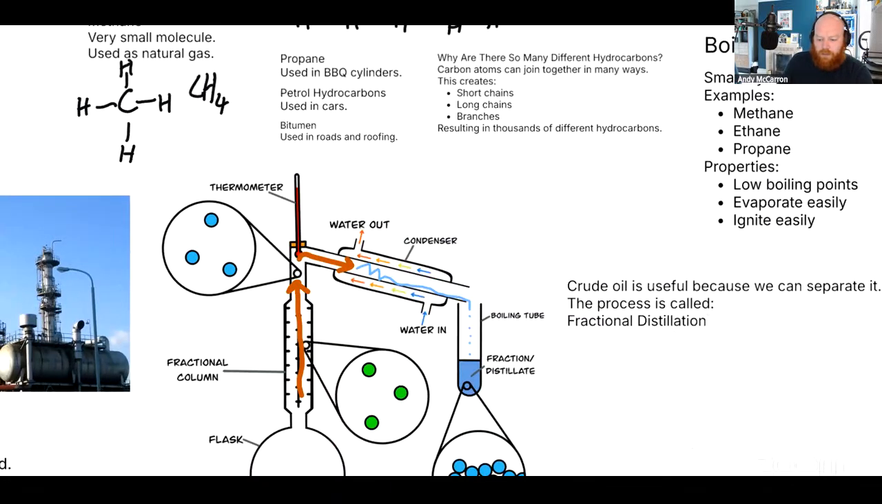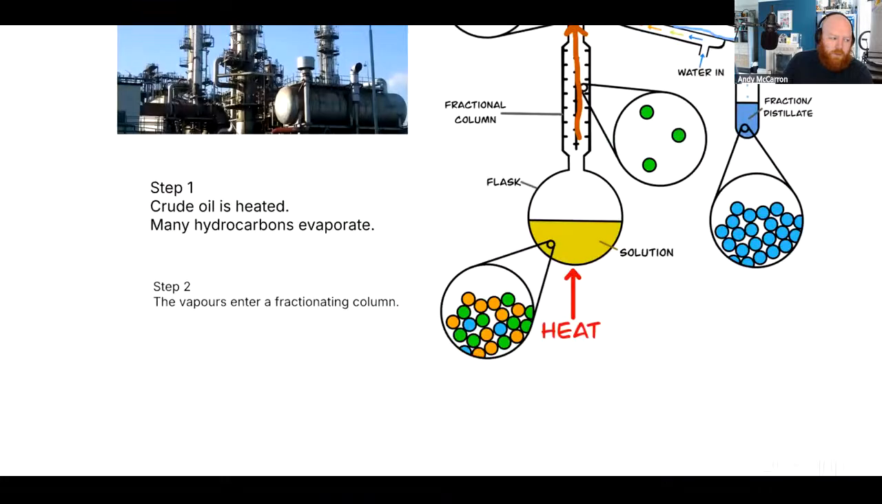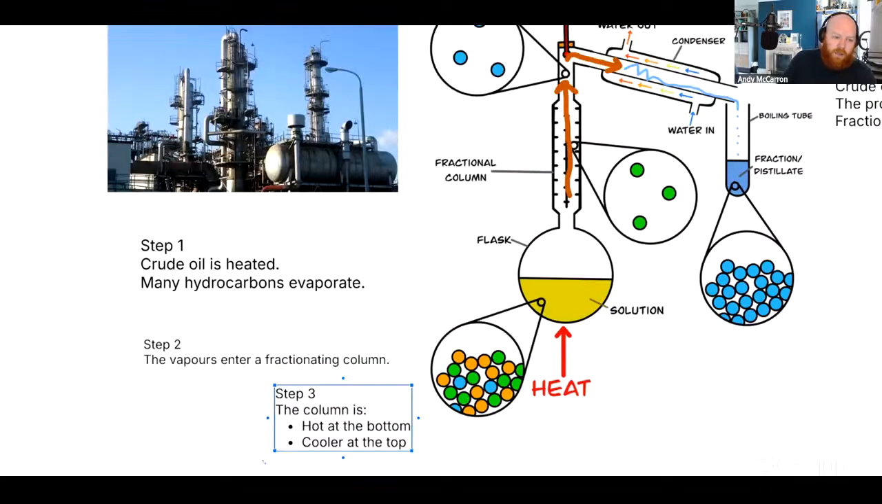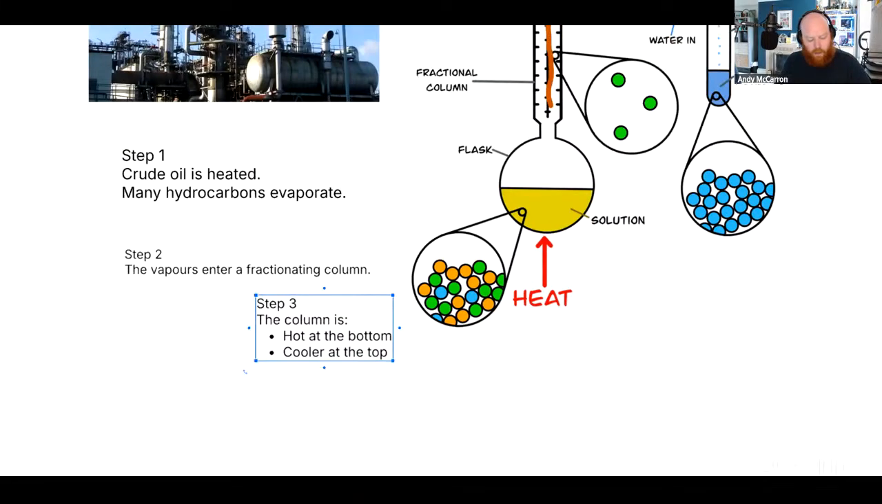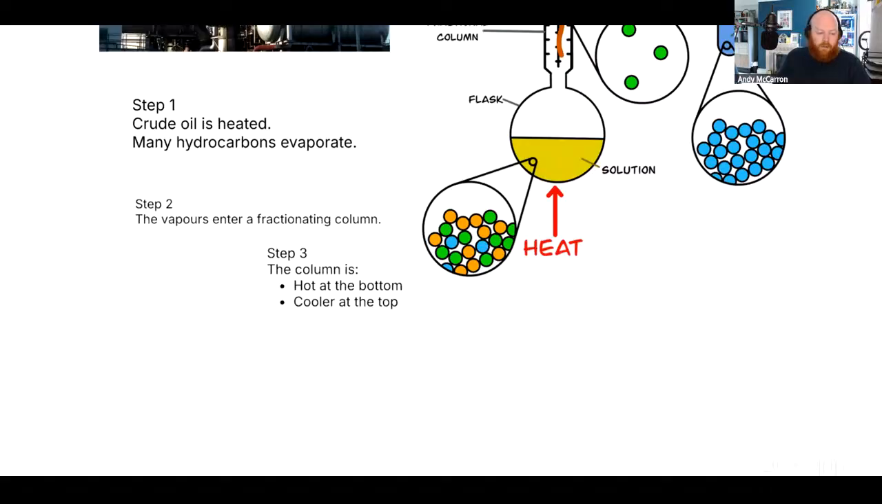So step three, like I said, the vapors would enter the column. It's hotter at the bottom because that's where we are heating, and it's cooler at the top. And eventually, the really long chains will get to the top as well if they've got the capability. I'll show you in a minute a different diagram. Let me explain what I mean by that.